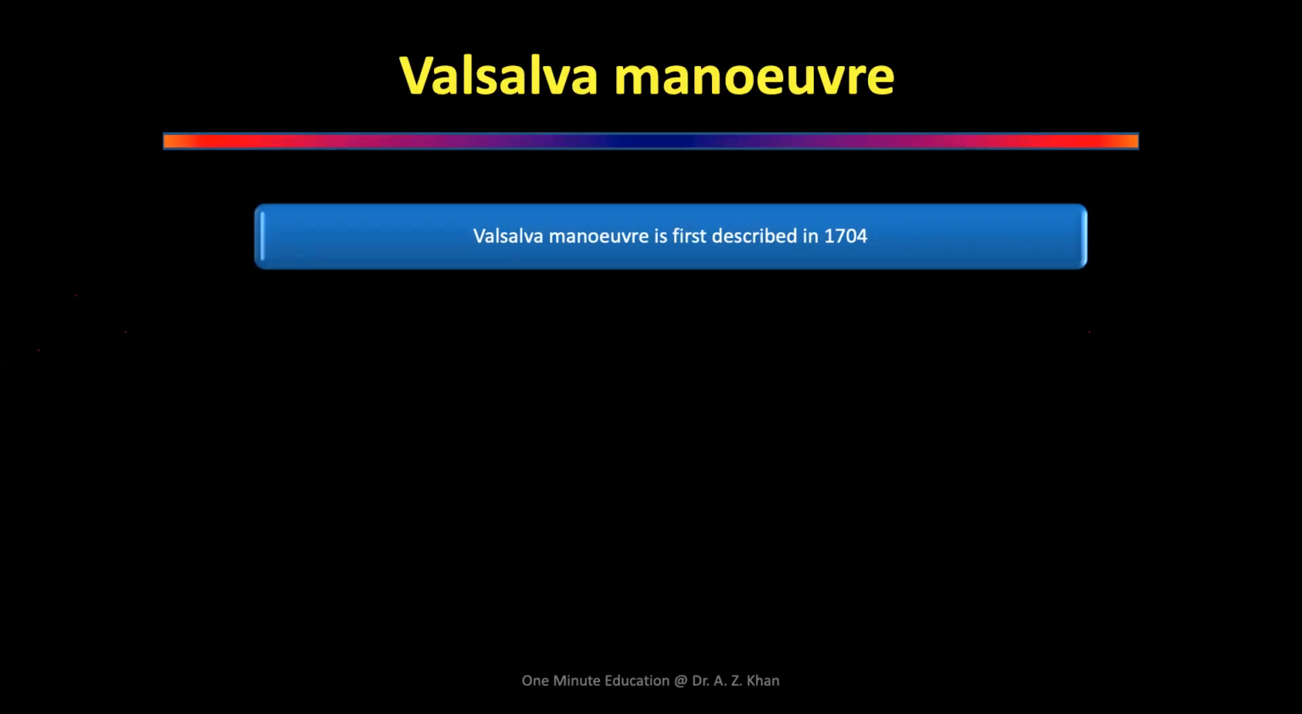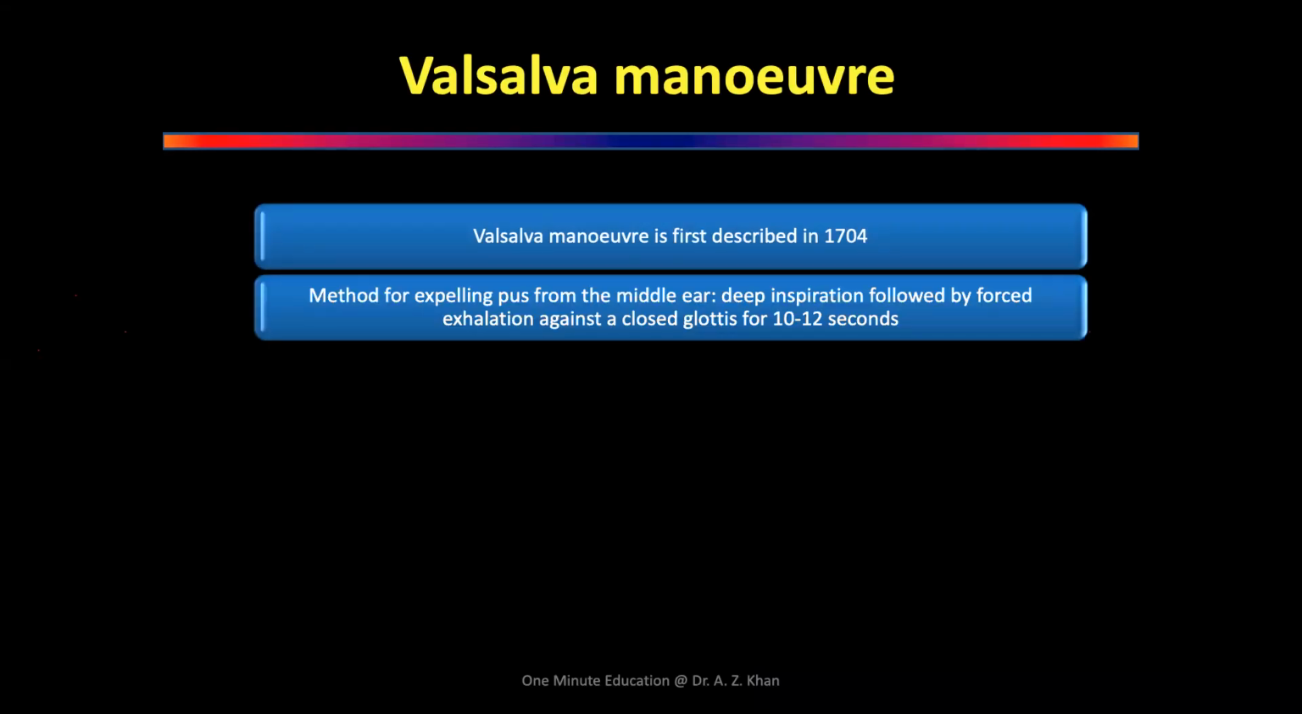It was first described in 1704. It has 4 phases. It's a method of expelling pus. That's how it was described initially. It was a method of expelling pus from the middle ear. Deep inspiration followed by forced expiration against a closed glottis for 10 to 12 seconds.